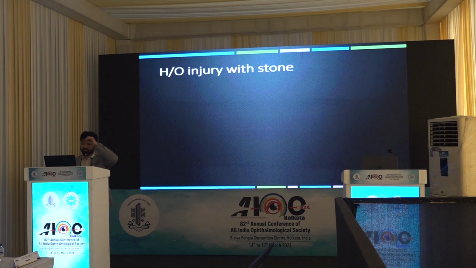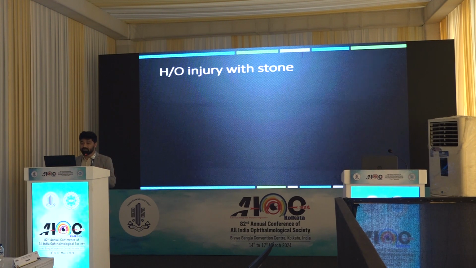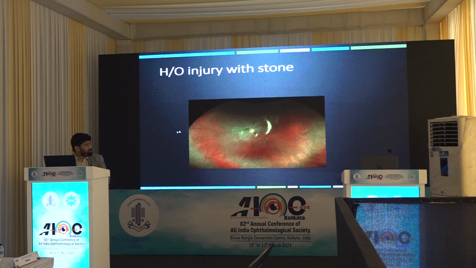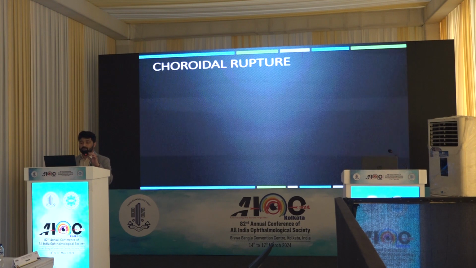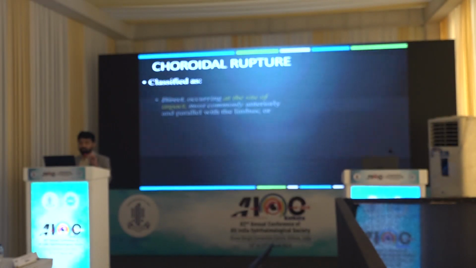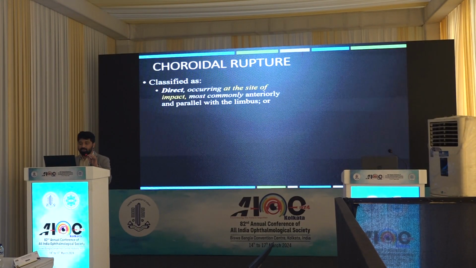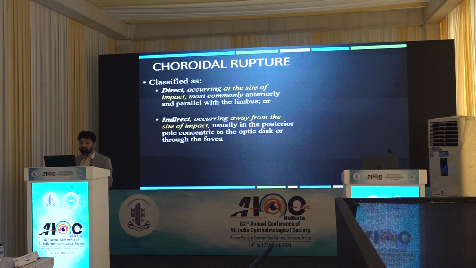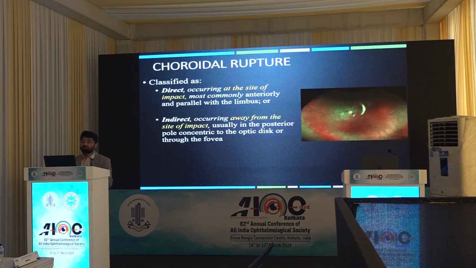So one more case example, this was an adult with a history of injury with a stone. You can see some concentric semicircular whitish opacification in the macula. So basically this is a choroidal rupture. This can be of two types, direct occurring at the site of impact, or indirect away from the site of impact. The indirect ones are always located near the macula due to the tethering effect of the optic nerve. Usually these tend to be concentric to the optic disc.